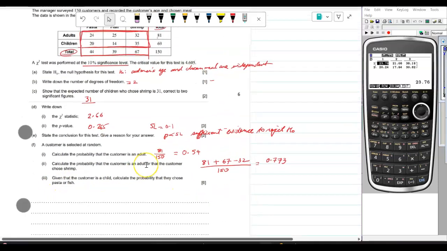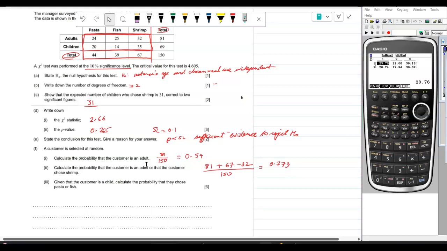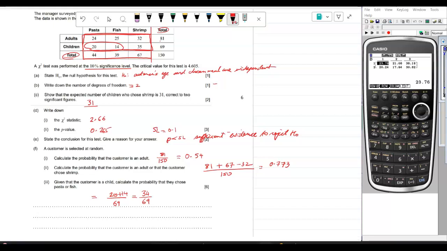Given that the customer is a child, means you've been given this. The customer is a child, calculate the probability they chose pasta or fish. So what will that mean? How many children are there? 69. Pasta or fish? 14, 24, so 34 on 64. 0.493.